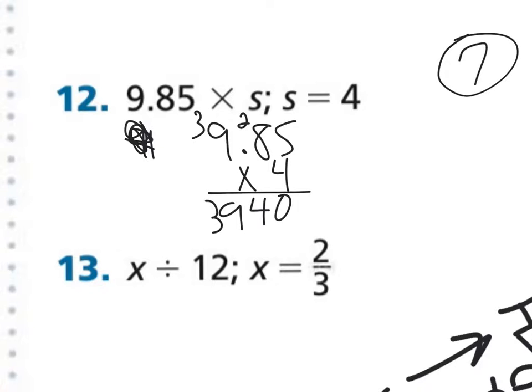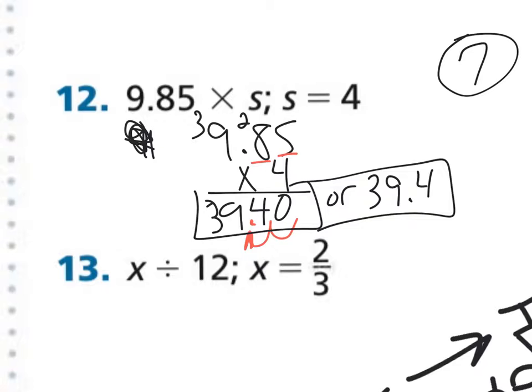After you multiply that out, we've got 2 numbers after the decimal, so move 2 spots to the left. That'd be 39 and 40/100, or you don't need the 0 at the end. If you want to drop it off, you can. 39 and 4/10.